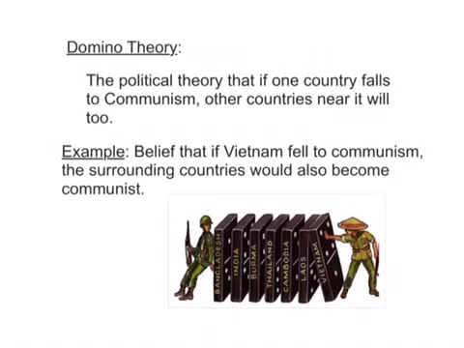Our next key term is the domino theory. This is the political theory that if one country falls to communism, other countries near it will too. An example of this was the belief that if Vietnam fell to communism, the surrounding countries will also become communist, as shown in the picture below. Make sure you're writing this example, drawing a picture, or using key terms in the far right-hand side of your vocabulary chart.